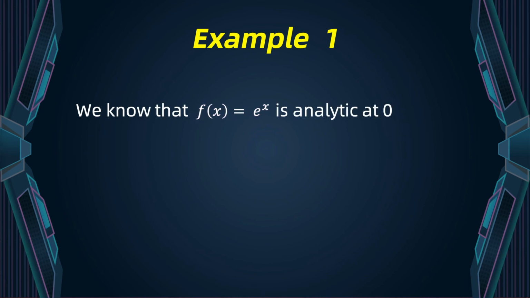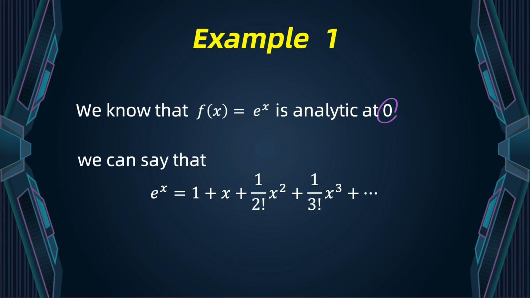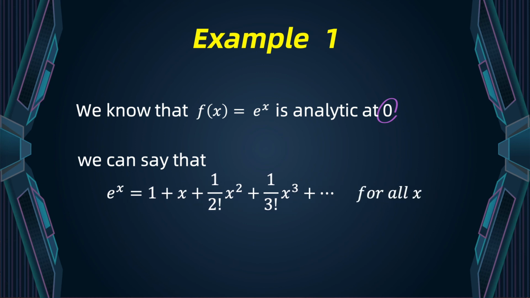As you may recall, we just discussed the fact that the function f(x) equals e^x is analytic at 0. So we can say e^x is just equal to 1 plus x plus 1 over 2 factorial times x squared plus 1 over 3 factorial times x cubed, and so on, for all x.